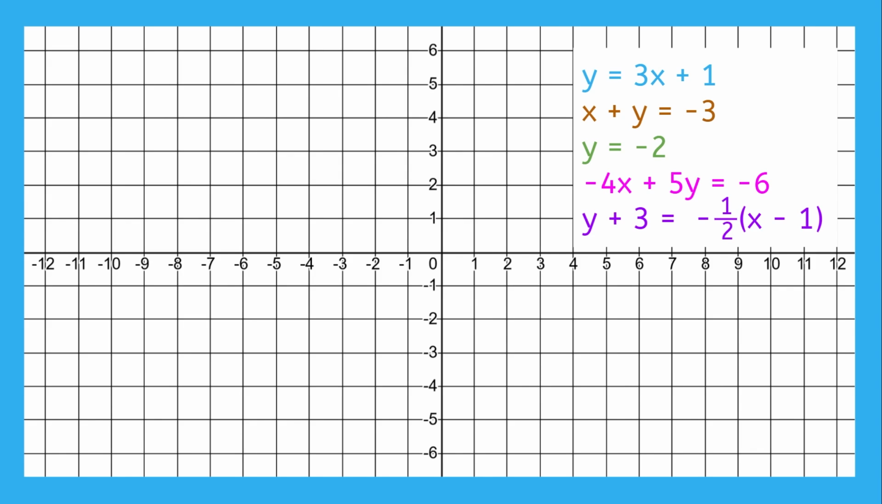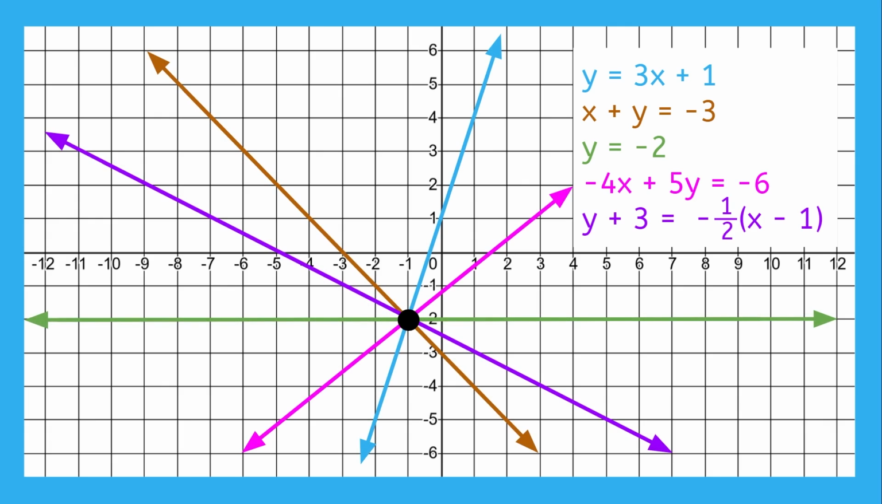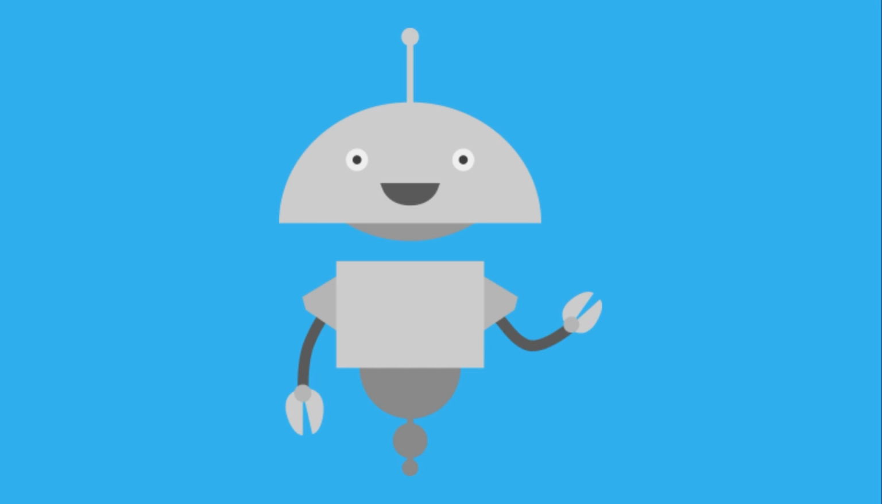If we graph these lines, we see that all 5 of them intersect at the point (-1, -2). Graphing can be an easy way to solve a system of equations, but we'll also learn 2 other methods later on, in case graphing doesn't work well for you.